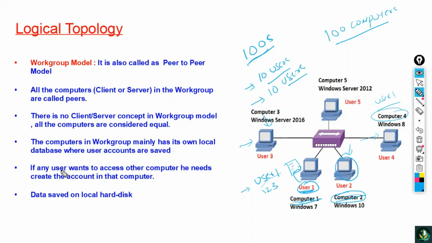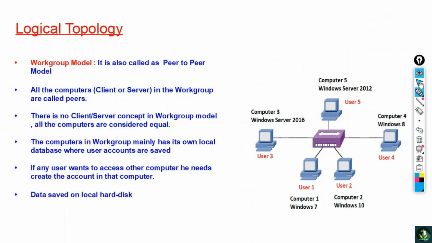If any user wants to access another computer, he needs to create an account on that computer, and data is saved on the local hard disk. Whatever data you are saving is saved on the local hard disk. So this is the work group model. All the usernames and passwords are created on the local database, and if you want other users to use other computers, you need to create the username and password on the other computers as well.